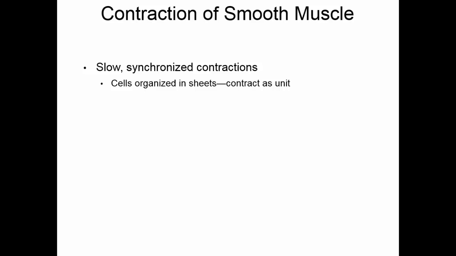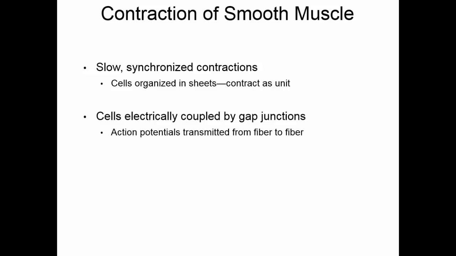Smooth muscles display slow, synchronized contractions. The cells are organized in sheets and so they contract as a unit. The cells are coupled by gap junctions. This means that when we disrupt one cell, all of the cells get the message simultaneously. So action potentials are transmitted from fiber to fiber via the gap junctions.